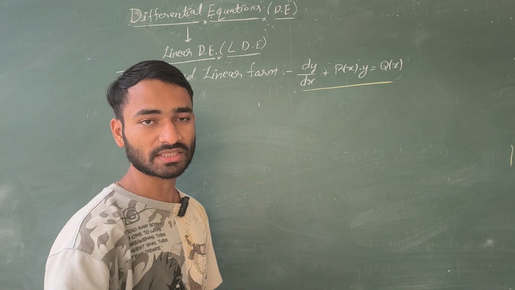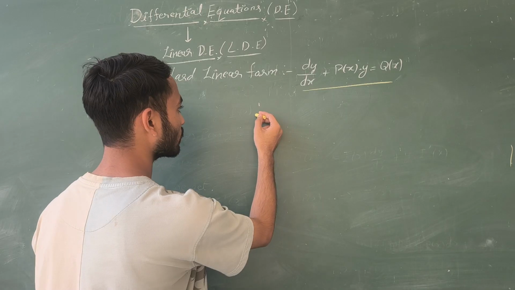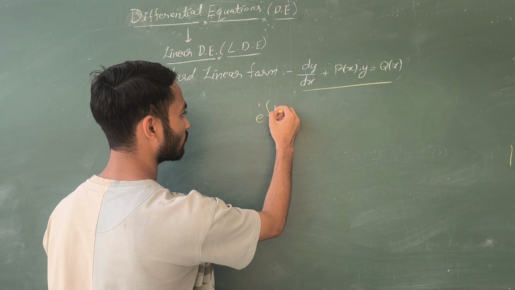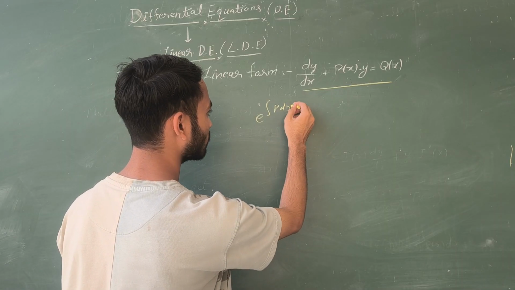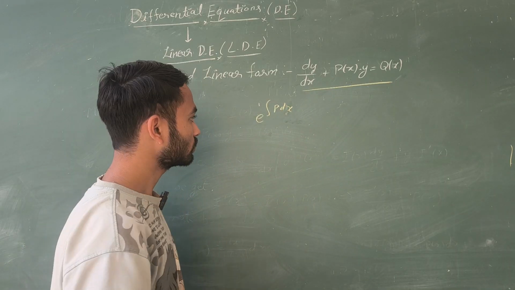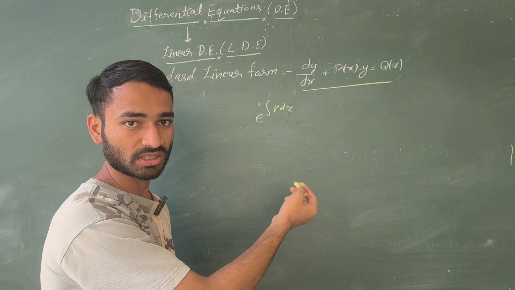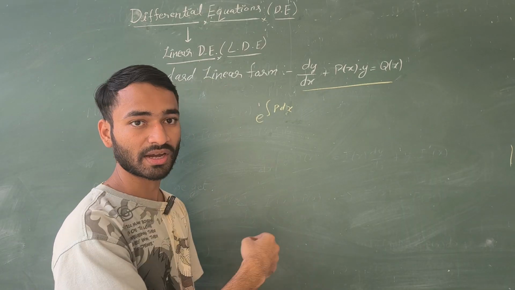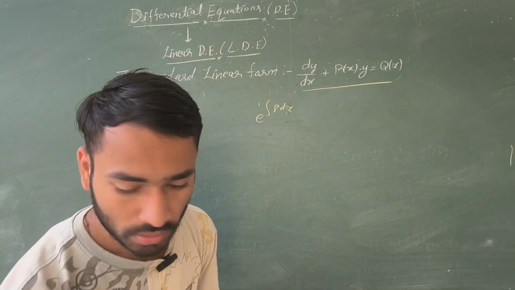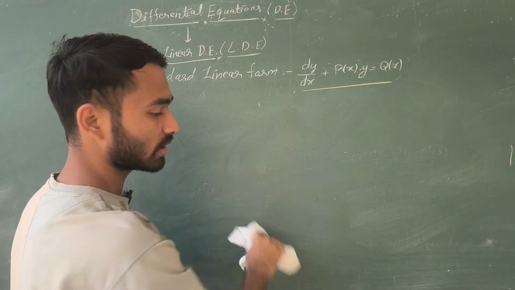In many books we see that they simply say multiply both sides by e to the power integral of P dx. But why do we multiply with this? This is not magic. We are not magicians. We are mathematicians. So there has to be some logic behind it. Why do we multiply by this? So let's see why we multiply this.